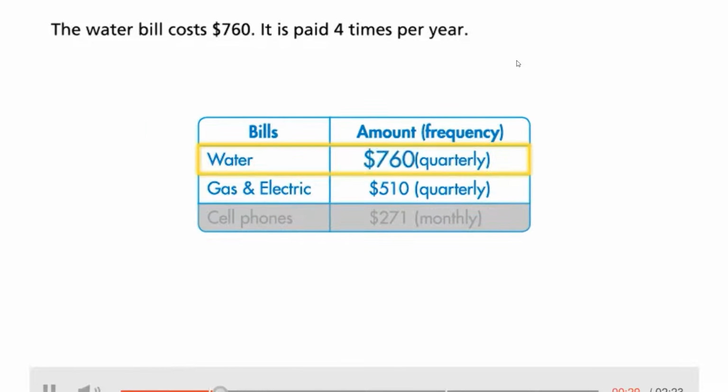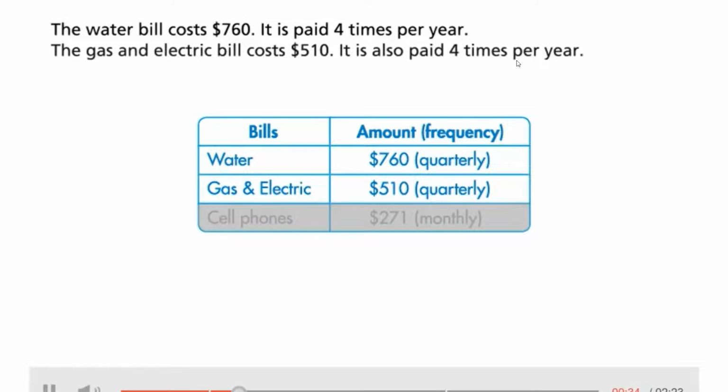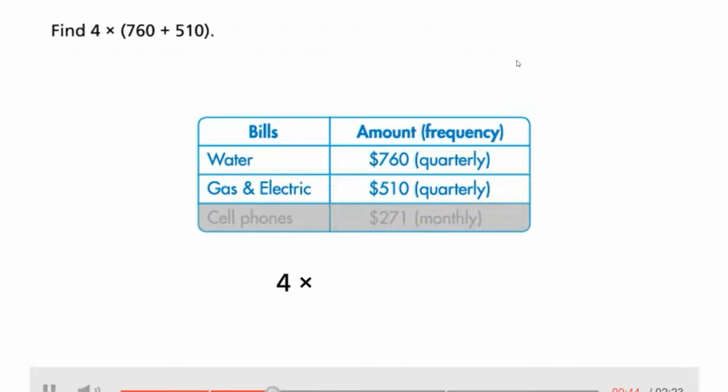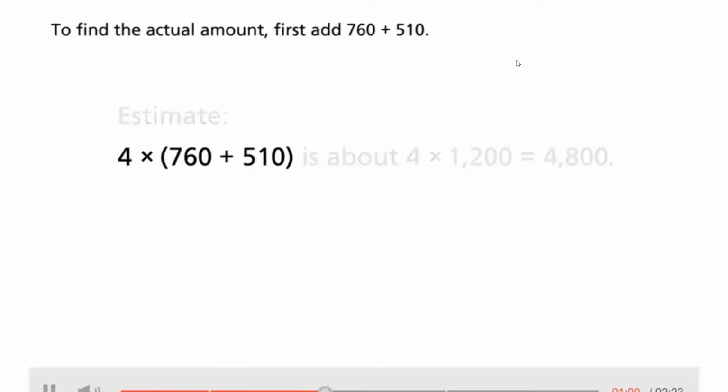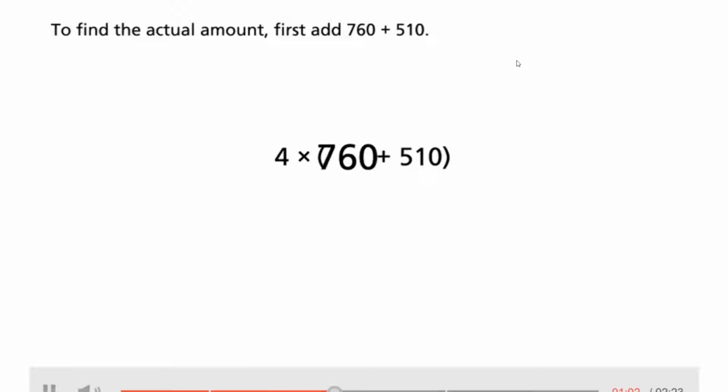The water bill costs $760. It is paid 4 times per year. The gas and electric bill costs $510. It is also paid 4 times per year. Find 4 times the quantity 760 plus 510. First, find an estimate. 4 times 1,200 equals 4,800. To find the actual amount, first add 760 plus 510.